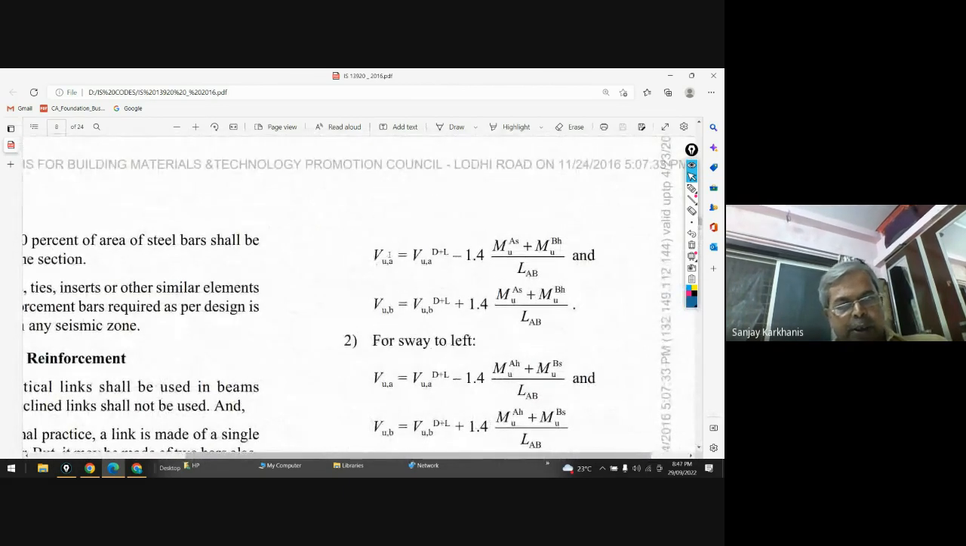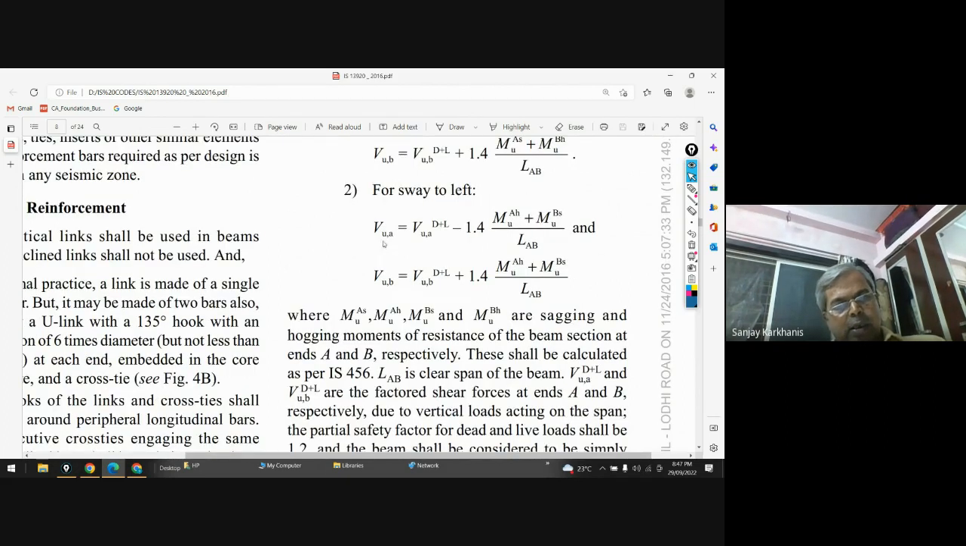See, final shear will be shear due to dead load plus live load minus 1.4 times shear due to moment divided by LB. Clear? So shear at A, and this will be shear at B. So we will be designing for these shears. And for sway to the left, you will see that at VUA it will be minus, and at VUB it will be plus.